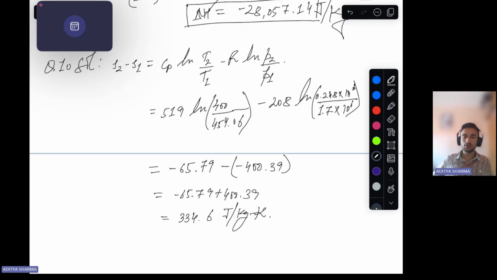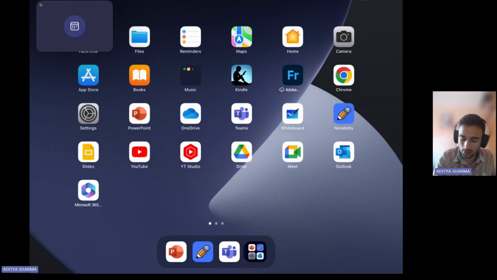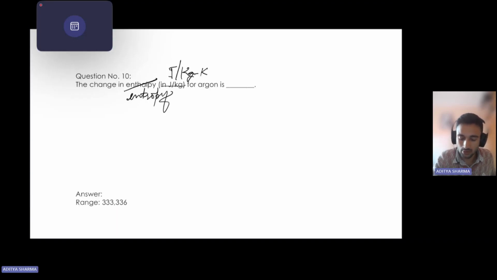So this is the specific entropy change. The range given for the answer is 333 to 336, so our answer lies in this range only. So we have solved this question correctly.